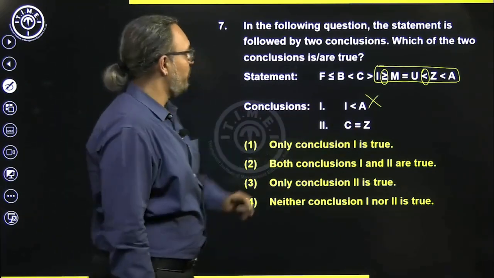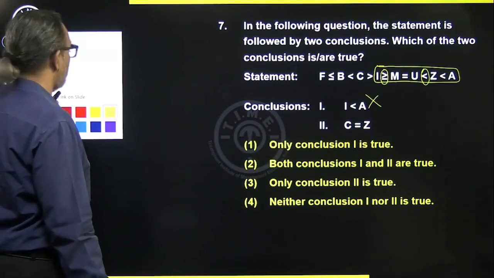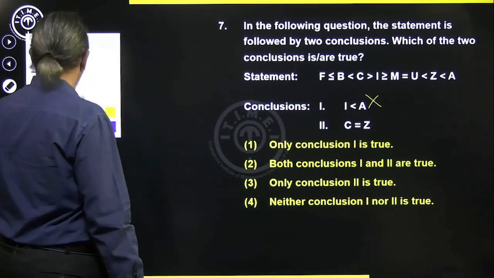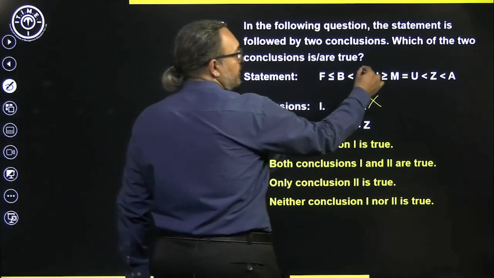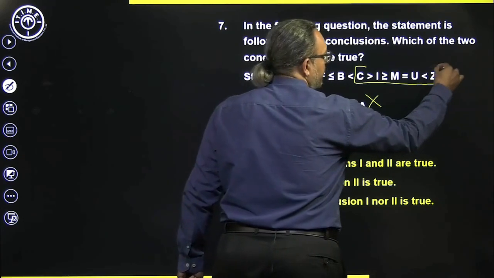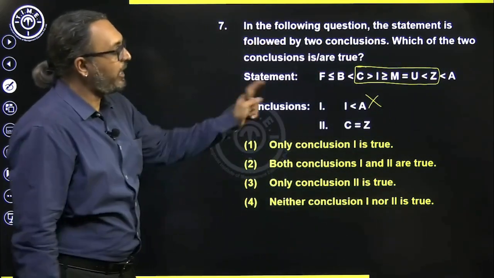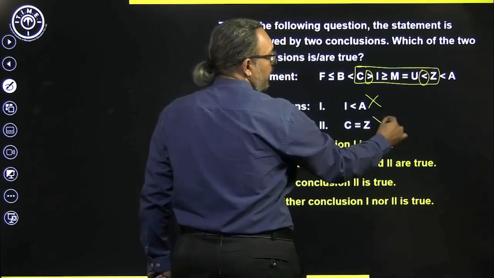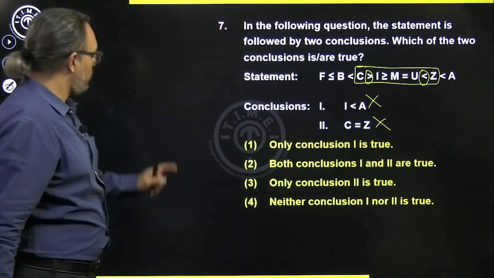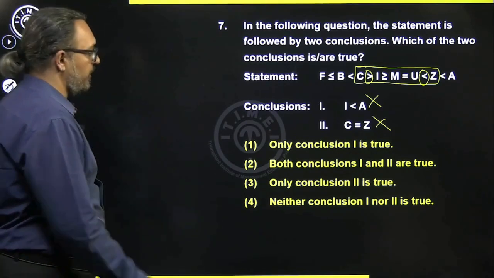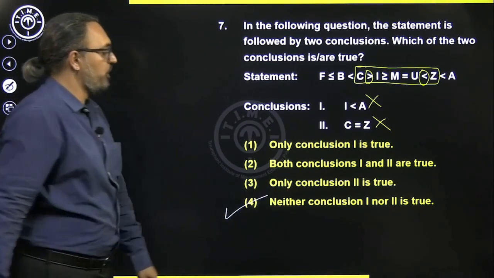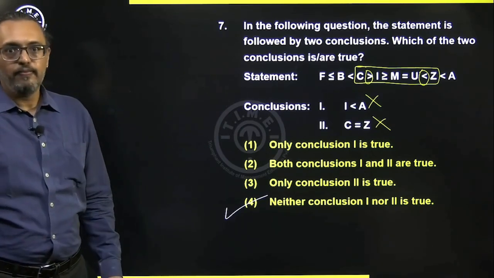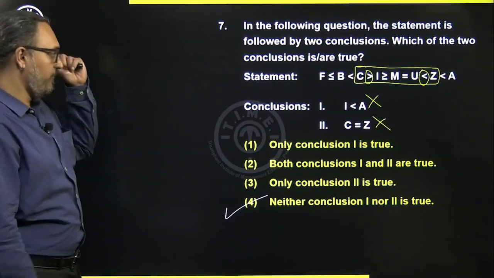That is one. Then I need a relation between C and Z. Let me erase this so that you will not get confused. Now here between C and Z, this is the relation you have. Now again, what is it? The problem is again opposite inequalities. So again there will not be any relation. So I can straight away give this answer here as neither conclusion 1 nor conclusion 2 follows. Okay, right.